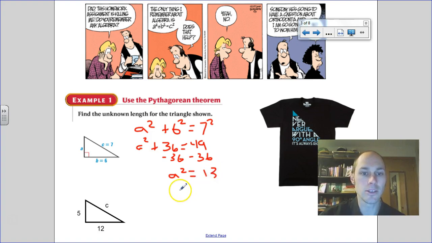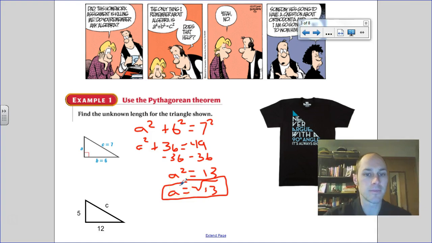And to undo the square, we take the square root. So A is the square root of 13. We could leave that. That's as simplified as we can get the square root of 13. You can approximate it if you'd like.